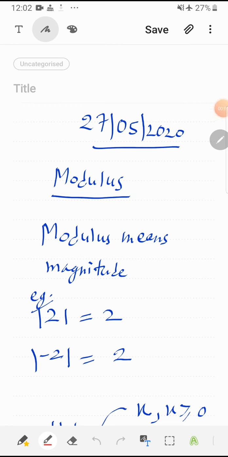Hello students, today we are going to discuss modulus and its properties in linear inequalities.